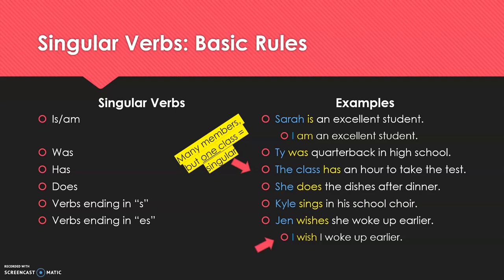Another thing to draw your attention to: that pronoun I again sometimes gets a plural verb. So even though in our first example Jen, singular, wishes she woke up earlier, you'll see that in the same sentence when we have that subject I, the verb becomes wish, which is our plural version. This word gets a little tricky because it tends to take the plural in a number of ways with other verbs. It takes the singular here: I was quarterback.